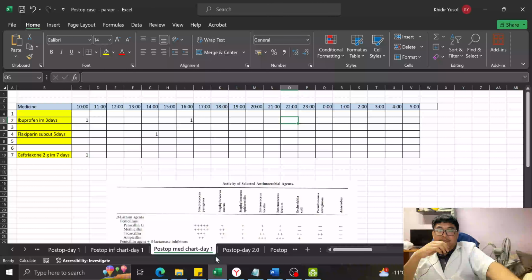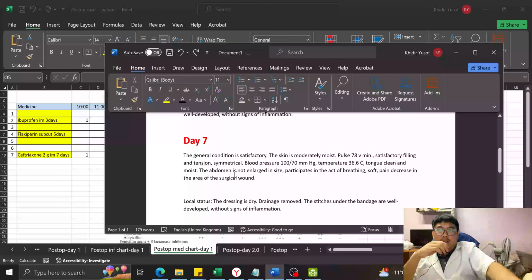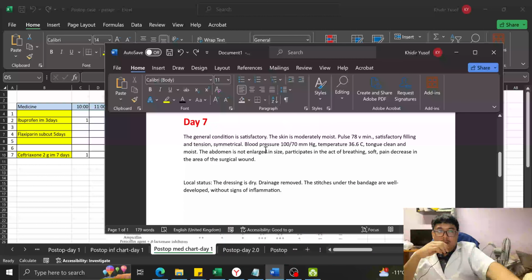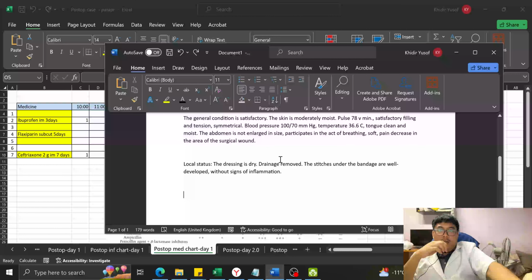And on the 7th day, the general condition is now satisfactory. His blood pressure is now normal, and his temperature is also normal. For his local status, the dressing is dry, the drainage is removed, and the stitches under the bandage are well developed without signs of inflammation. Another thing to note is that we also change his dressing every day.